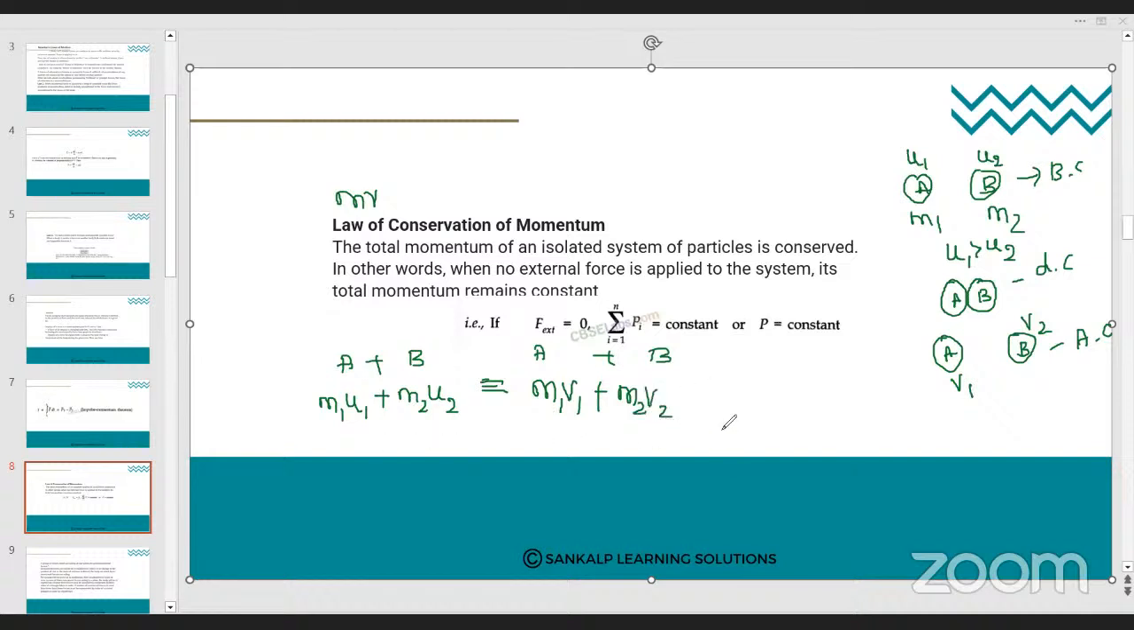So this is the proof of your law of conservation of momentum. We do this proof using Newton's second law and third law. So this is m1 u1 plus m2 u2 is equal to m1 v1 plus m2 v2. So this is the law. u1, u2 are the initial velocities of your A body and the B body before collision. After collision, the velocities change.